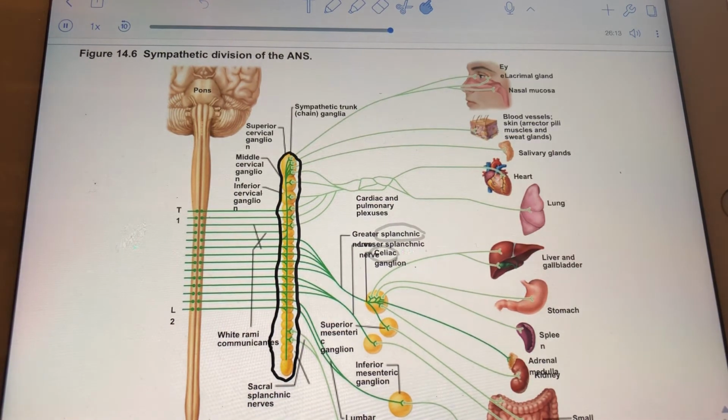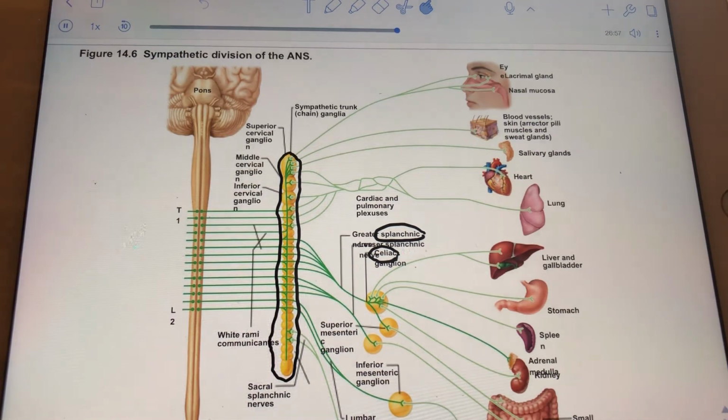One thing I wanted to point out to you are the words celiac and splanchnic. Whenever you see these words, you want to think gut or digestive viscera. Okay? Therefore, if you see the term celiac ganglion, you know that that's a ganglion that houses the synapse between a preganglionic and a postganglionic neuron in the sympathetic nervous system. Same thing with a splanchnic ganglion, okay?